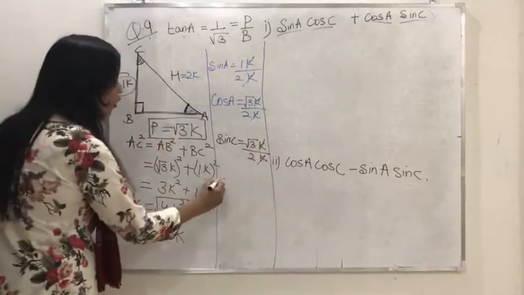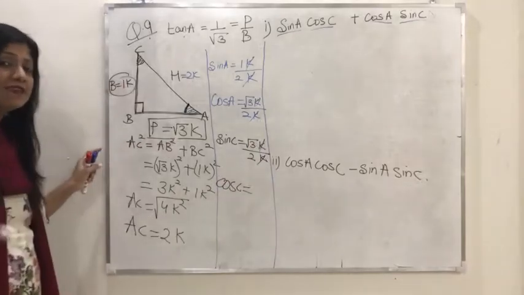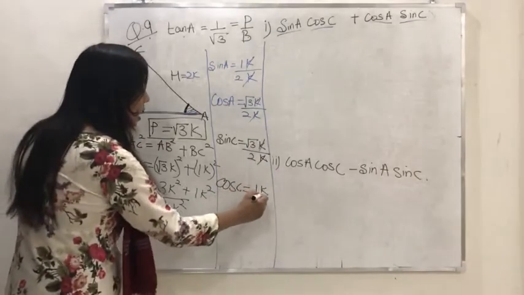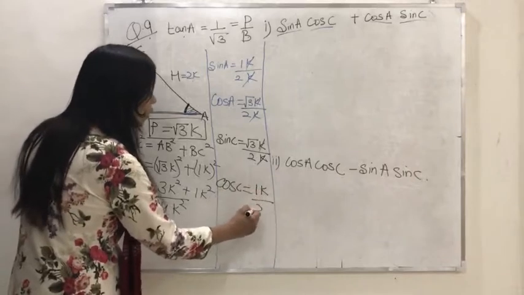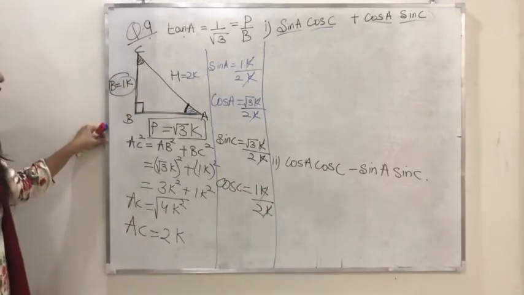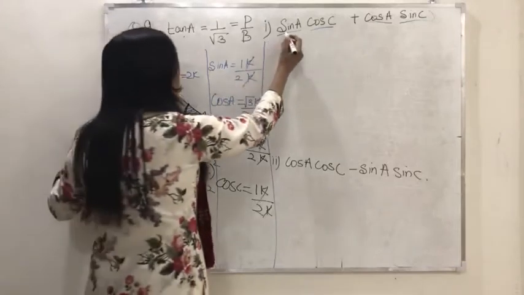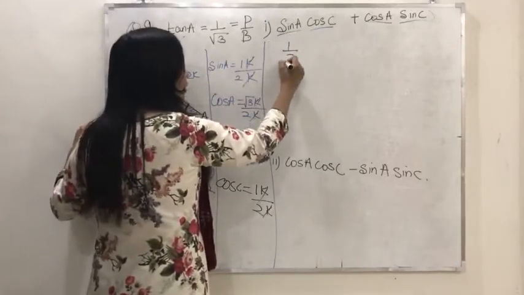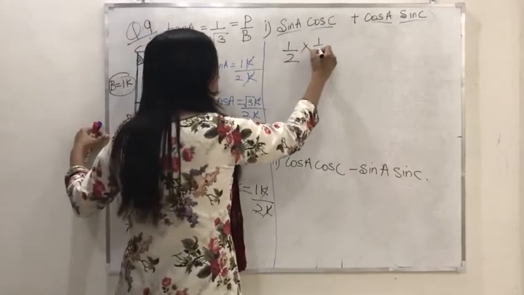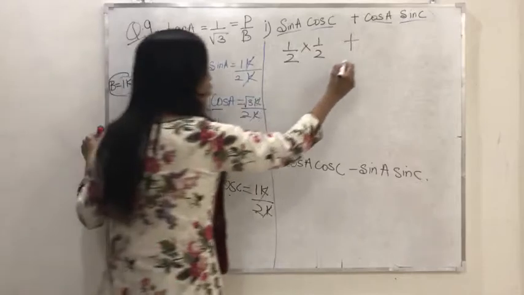Similarly, I want to find value of cos C. Cos is base upon hypotenuse. So base is 1K upon hypotenuse 2K. So it will be 1 upon 2. K will cancel out. Now let's put all the values in the given equation. So sine A is half, cos C is also half, plus cos A is root 3 by 2.